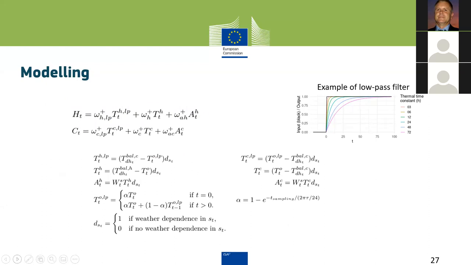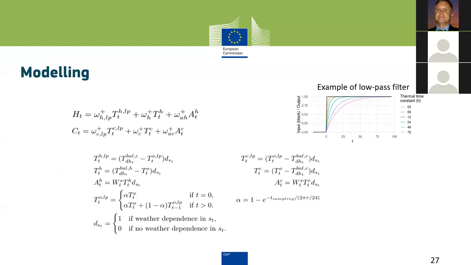Here are the two regressors regarding heating and cooling. So in the first one, I will not explain more in detail, but regarding these weather dependent regressors, we divided between three types of interaction. One is the low pass filtered heating temperature or cooling temperature. Another one is directly the heating temperature or the cooling temperature. And another one is the interaction between the wind speed and this heating and cooling temperature.